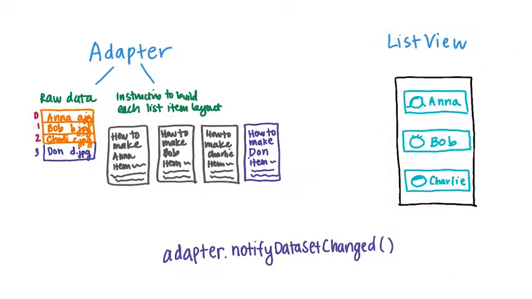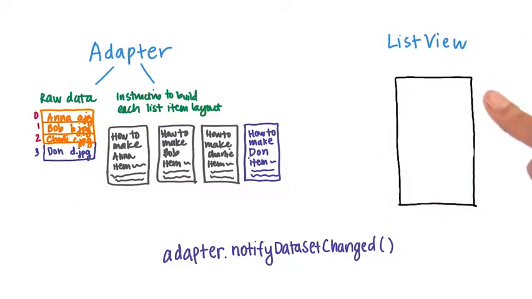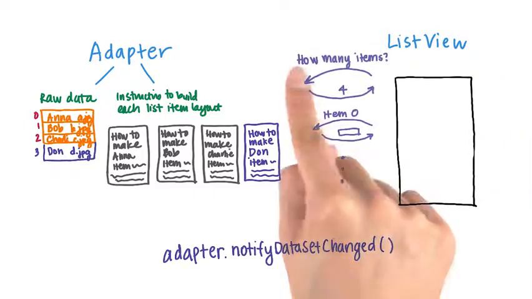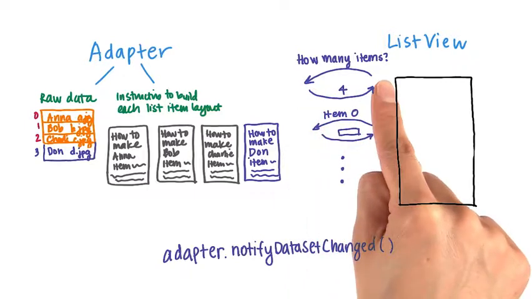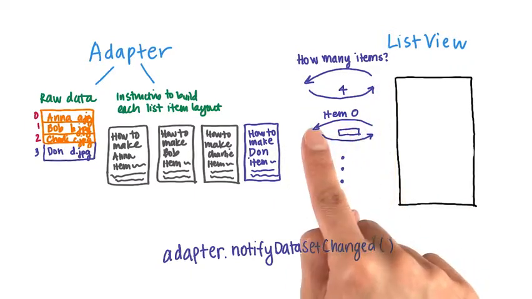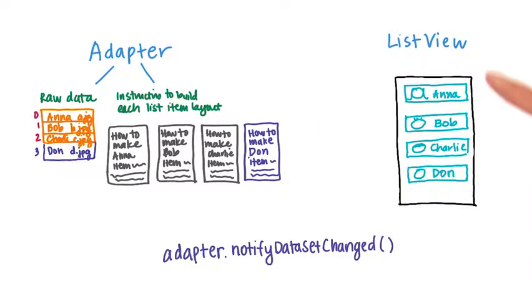And lucky for us, there's a method called adapter.notifyDatasetChanged. This notifies any attached observers, like this one, that the underlying adapter data has changed. Then the list view needs to populate its children again. So it asks the adapter how many items there are, and the adapter responds with 4. Then the list view goes and fetches each one individually until it fills up the screen. And it's through that method that the list view is able to get all its list items.